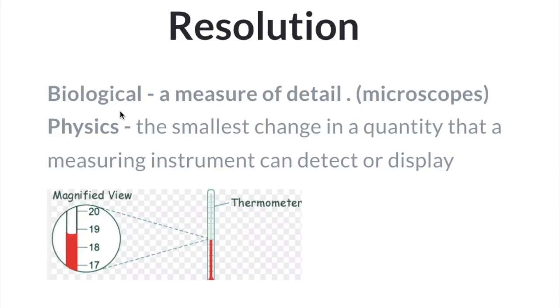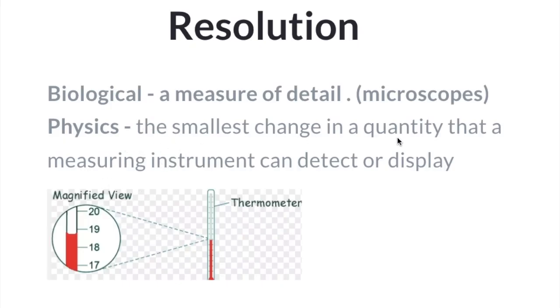There are actually two definitions of resolution. The first is the one mostly used in biology and is related to microscopes. It's just a measure of detail. So if there were two microscopes and one was to have a higher resolution than the other, then the one with the higher resolution would produce a more clear image where you can see more details than the microscope with a lower resolution. But obviously, since we're doing physics, this one is more relevant to our question.